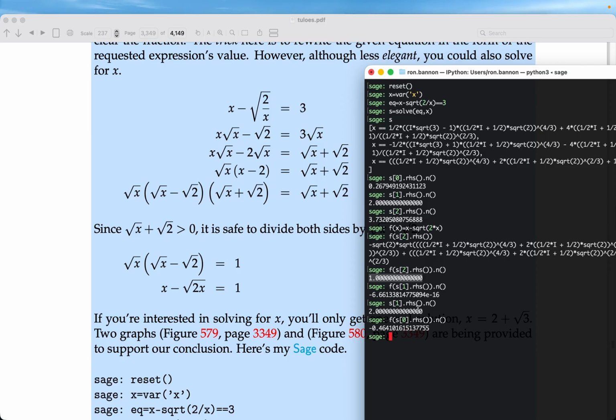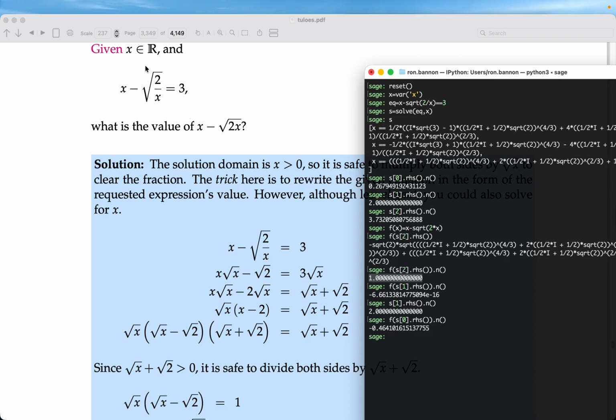So what I'm going to do is see if this actually evaluates to 3 at those solutions. I'm going to define a new function, g of x. And g of x is going to be equal to x minus the square root, SQRT, of 2 over x. A lot of times what happens with these problems is you get extraneous solutions. So I'm going to type in g and see if my solutions are extraneous. What does that mean? It's not going to produce 3. All right, let's see what happens.